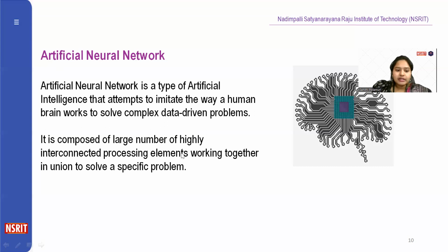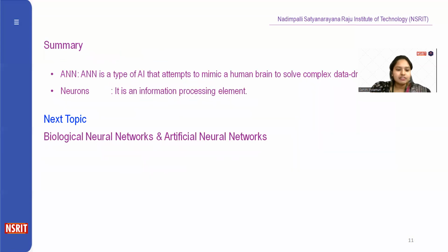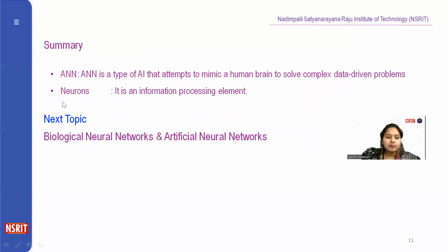Artificial neural networks are composed of a large number of interconnected processing elements called neurons. All these neurons work together to solve a specific problem. In the further sessions, you'll be learning about all these things deeply. For now, remember that artificial neural networks are inspired by the way a human brain works to solve complex data driven problems, and the neuron is a very important element in ANN.